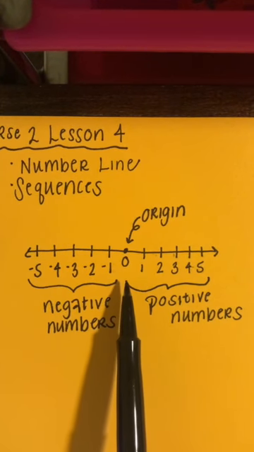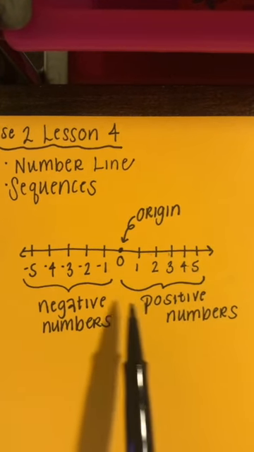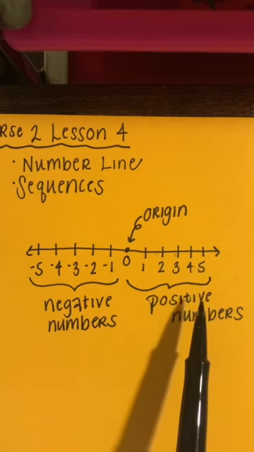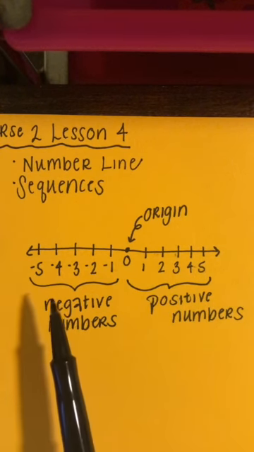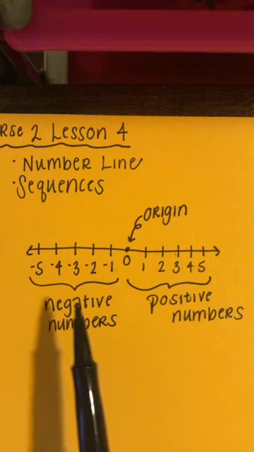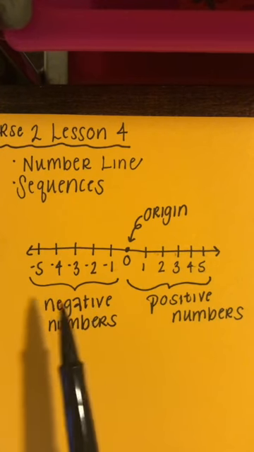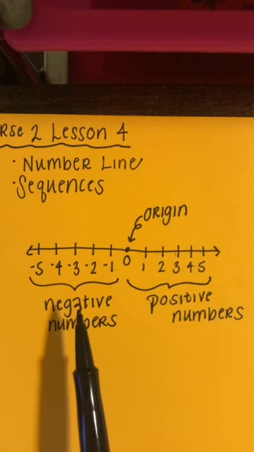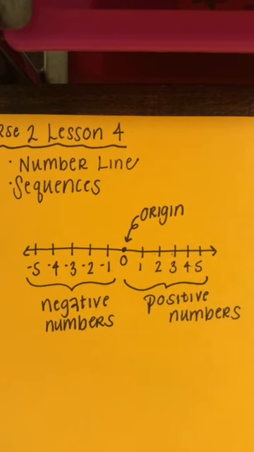The numbers to the right of the origin are positive numbers, and they are all greater than 0. Every positive number has an opposite that is the same distance to the left of the origin. So these numbers to the left of the origin are called negative numbers. The negative numbers are all less than 0, and 0 is neither positive nor negative.